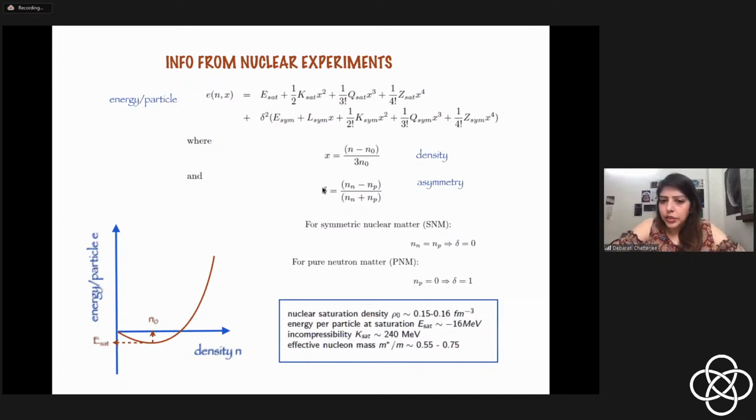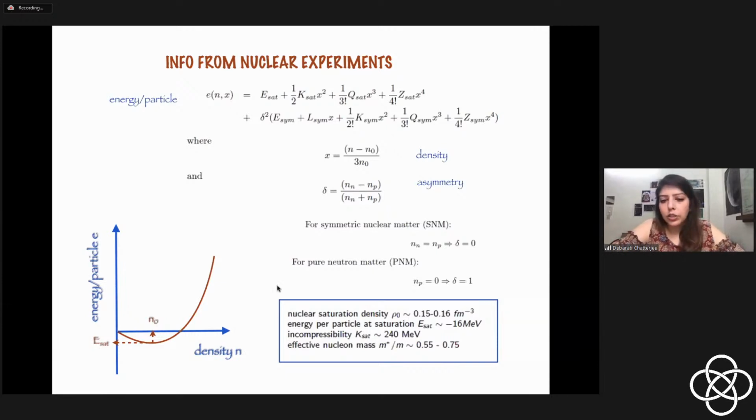This asymmetry term is written in such a way that it becomes 0 when you have the same number of neutrons and protons, and it becomes 1 when you have pure neutron matter, so you don't have any protons at all. So delta varies between 0 and 1. Now these are the things that experiments tell us, right? Experiments tell us what these quantities are: the saturation energy, the slope of the saturation energy, which is called compressibility, and so on.